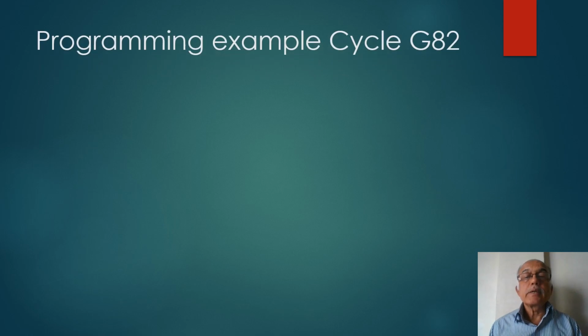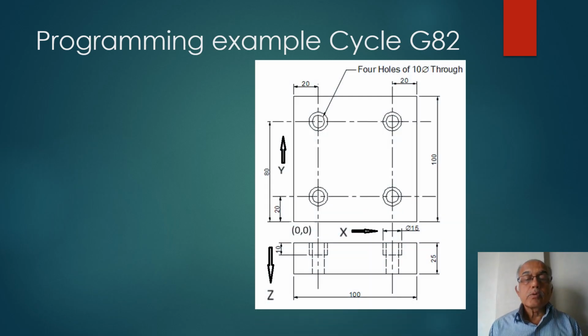Friends, now we'll make one CNC program using cycle G82, which is also called the counter boring cycle. So this is the component drawing. This is a plate of 100 mm by 100 mm with a thickness of 25 mm. Here the main operation is counter boring of a 15 dia hole to a depth of 10 mm. So for this drawing we'll make one CNC program.